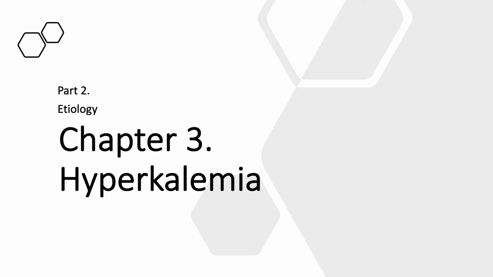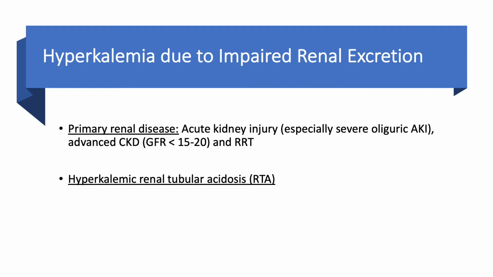We are still on chapter 3, hyperkalemia. We are going to continue to discuss the etiology of hyperkalemia. So the most important cause of hyperkalemia is hyperkalemia due to impaired renal excretion. Here we have two categories: primary renal disease and hyperkalemic renal tubular acidosis. In other words, like I said before, hyperkalemia is usually due to a renal or an adrenal problem.